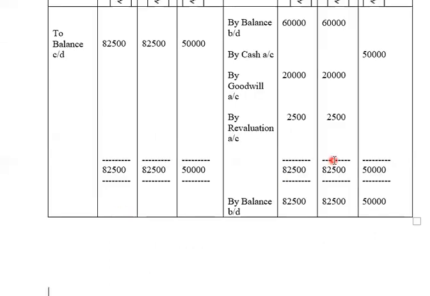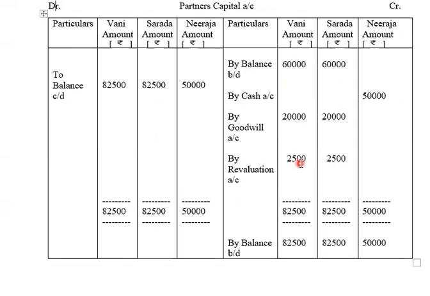Now balancing these. 60 plus 20, 80, 80 plus 2, 82 plus 500, 82,500. The total of Vani capital is 82,500. Sarada capital is 82,500. Nirja capital is 50,000. And the total on debit side of Vani, Sarada and Nirja is 0. So on both the sides, we'll be writing the total as 82,500 for Vani, 82,500 for Sarada, 50,000 for Nirja.